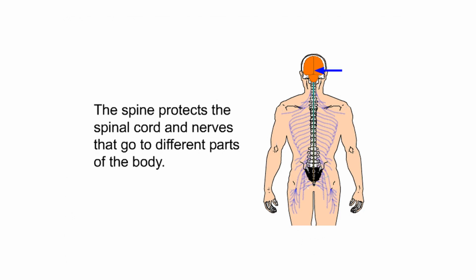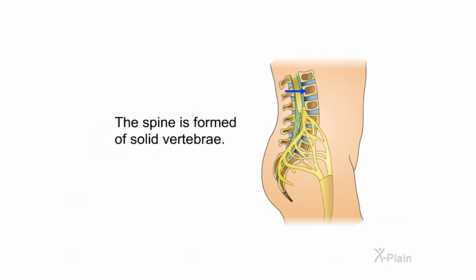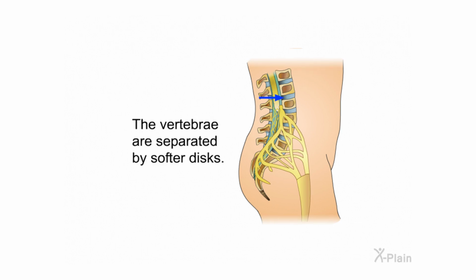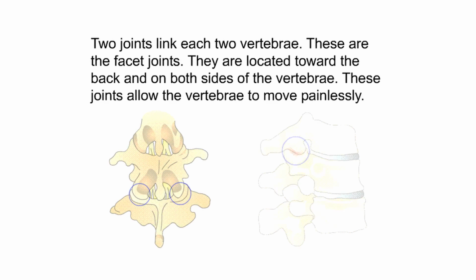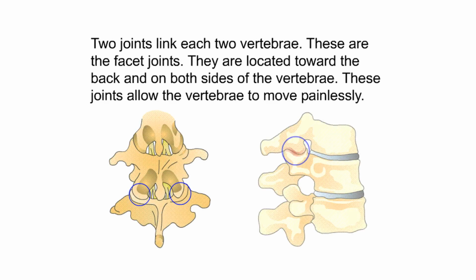Anatomy. The spine protects the spinal cord and nerves that go to different parts of the body. The spine is formed of solid vertebrae. The vertebrae are separated by softer discs. Two joints link each two vertebrae. These are the facet joints. They're located toward the back and on both sides of the vertebrae. These joints allow the vertebrae to move painlessly.